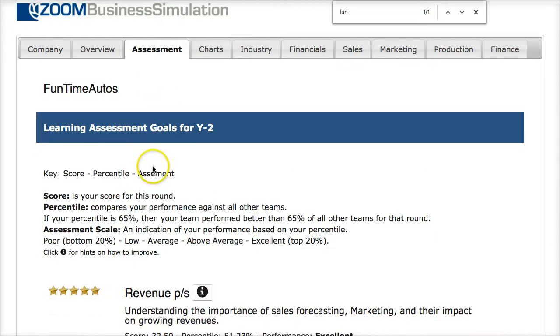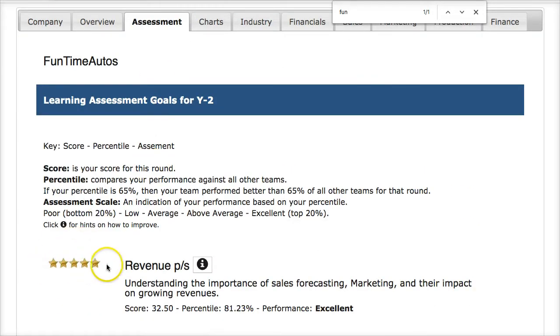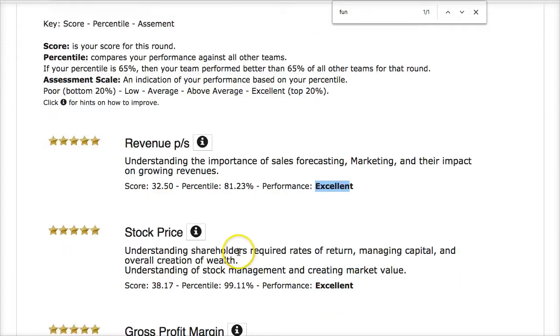In here, this is where you can go for each category, see how you did as far as 1 to 5 stars, your percentile rank, and this ranks you against, I think, 5,000 other teams that played the simulation in the last 5 years. And my score is excellent for revenue. And then you can go through all the metrics. And this gives you ideas. If you didn't do well in a score, you can ask why.